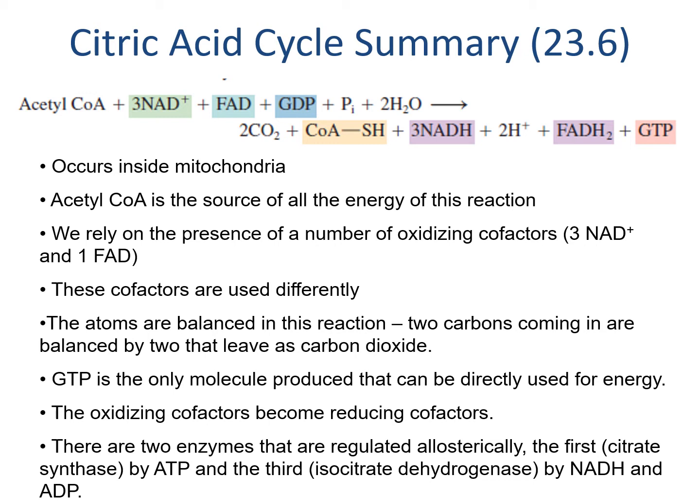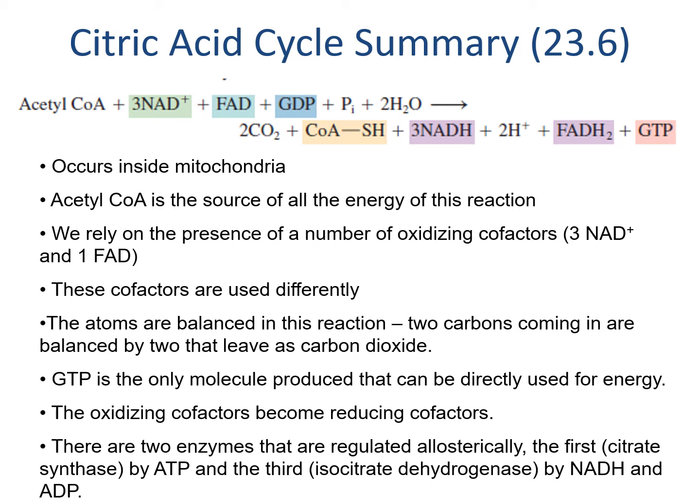The citric acid cycle is an example of metabolic regulation through allosteric enzymes as well. Citrate synthase, which is the first enzyme we'll talk about, is regulated by feedback with ATP. Since ATP is the end goal for the citric acid cycle and the electron transport chain, having lots of ATP slows down the cycle. The third enzyme, isocitrate dehydrogenase, has 2 allosteric regulators, one that's negative and one that's positive.